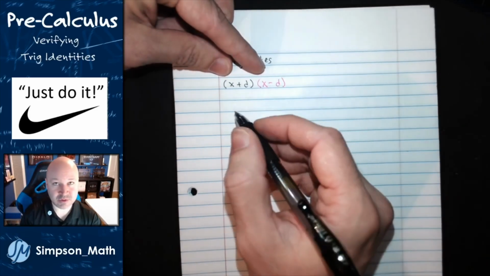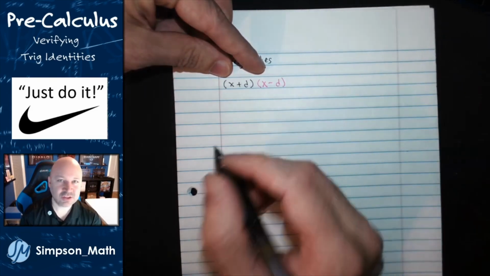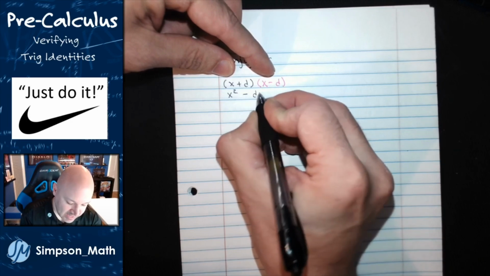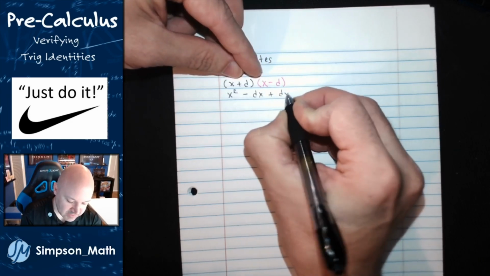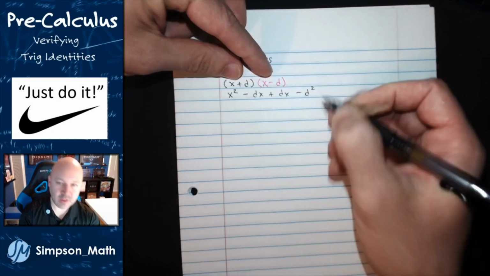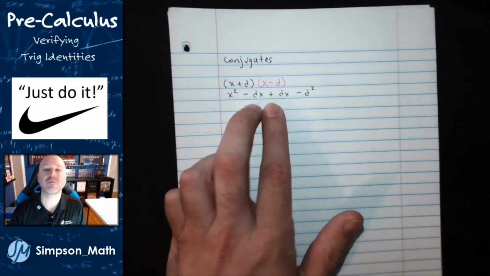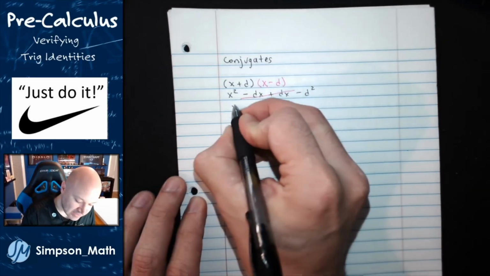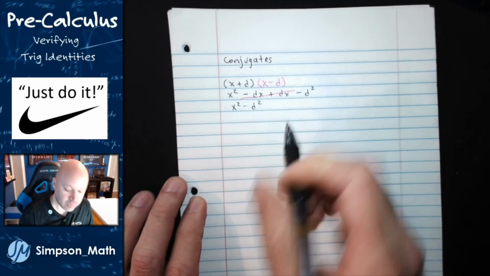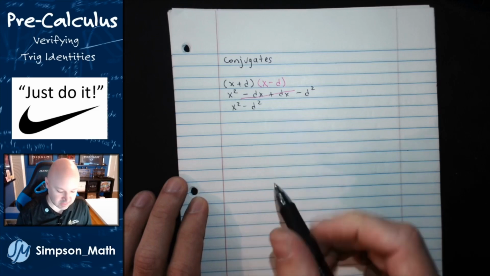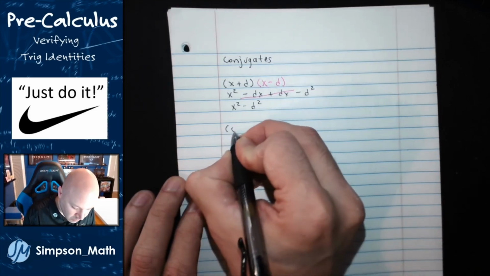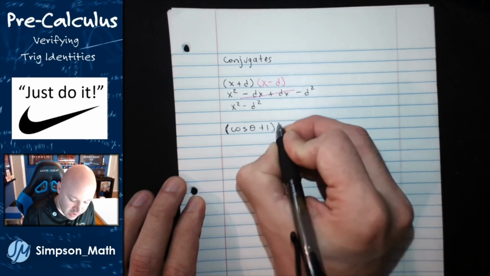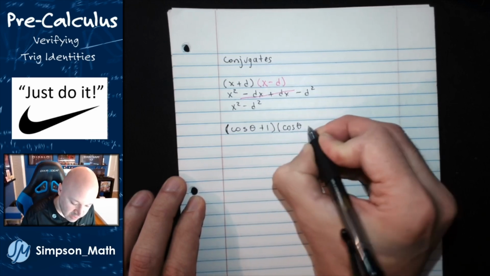We just did something very similar with sine and cosine, but now I'm using x and d just for practice. This is x squared. I have a minus dx and a plus dx and then a minus d squared. What cool thing happens? Oh, the two middle terms add to 0. And I get x squared minus d squared. Conjugates always do this. Let's play around some more. Let's take some trig, like cosine theta plus 1 and cosine theta minus 1.